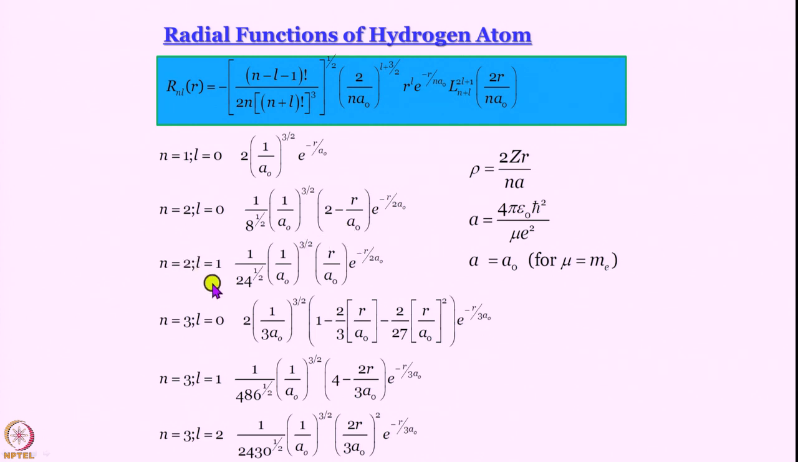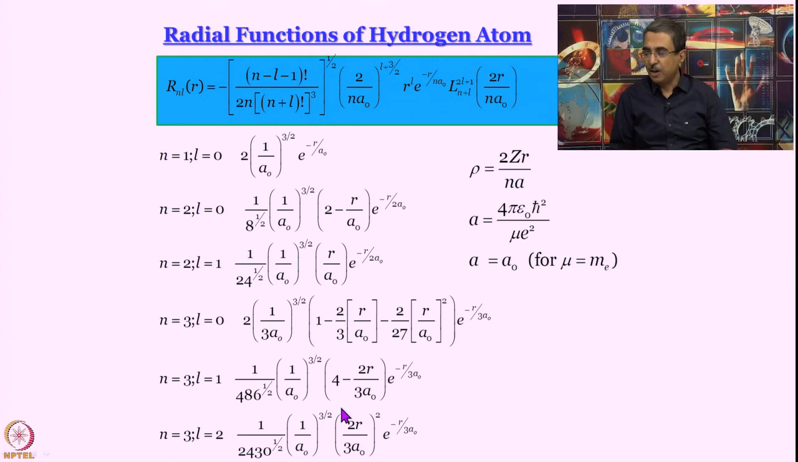n equal to 2, l equal to 1, again there is no polynomial here, it is just r by a 0 multiplied by e to the power minus r by a 0. Where is that r to the power l term here? Well, l equal to 0, so r to the power 0 is 1. What about here, l equal to 1? So, see r by a 0 is there. n equal to 3, l equal to 0. Now, you have a polynomial of second order. n equal to 3, l equal to 1. This has a polynomial of first order, 4 minus 2r by 3a 0, so on and so forth. And we will see how that determines the shapes of these wave functions.